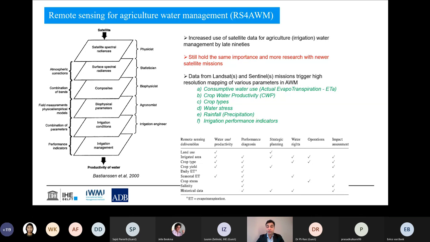So we have been using this, as a community of remote sensing for ag water people, from the mid-90s with the work of people such as Professor Bastiaanssen, who led the way to some of these methods and applications that we currently also use. And we have been using quite a bit the model called SEBAL, which my colleague Sajid will explain a little more, to be able to do detailed water productivity analysis. Next.